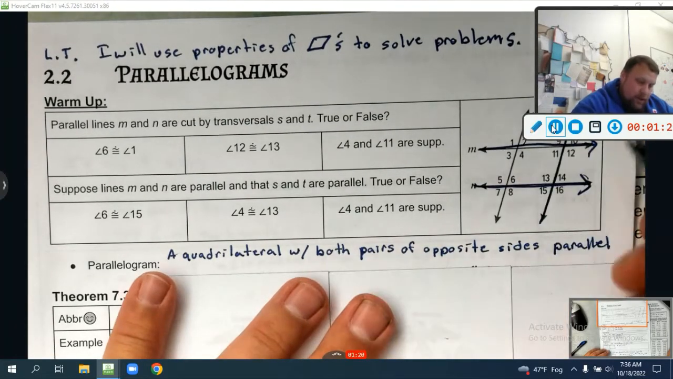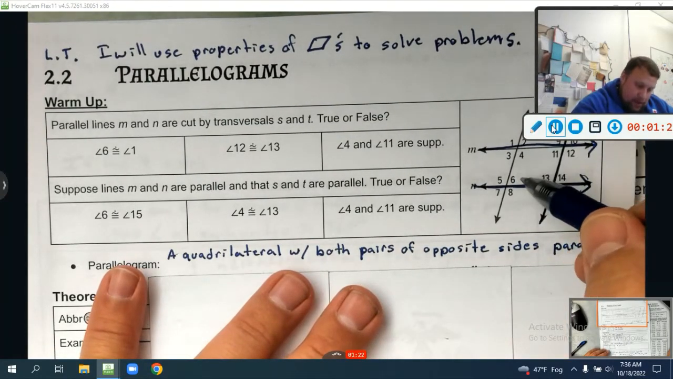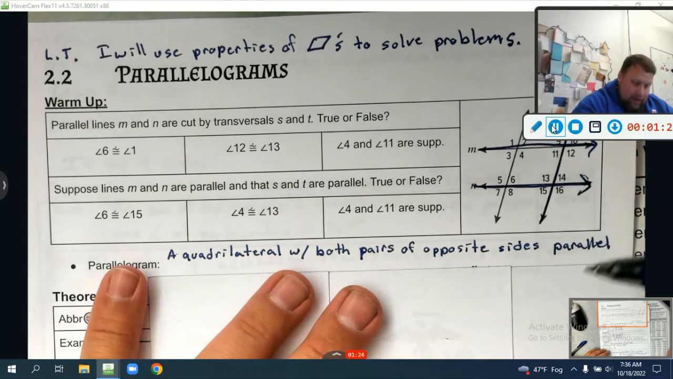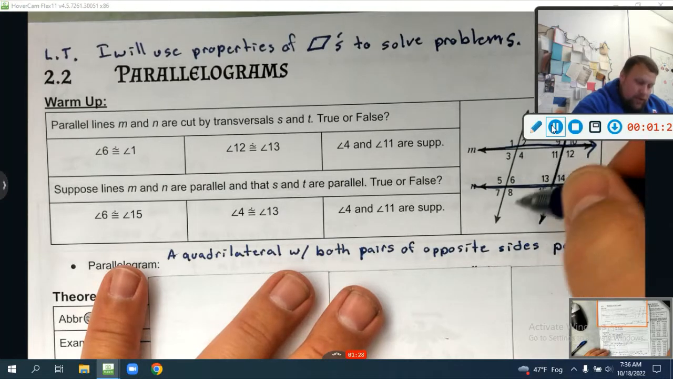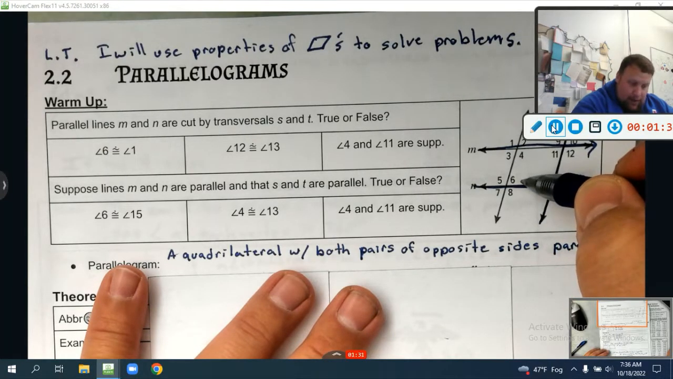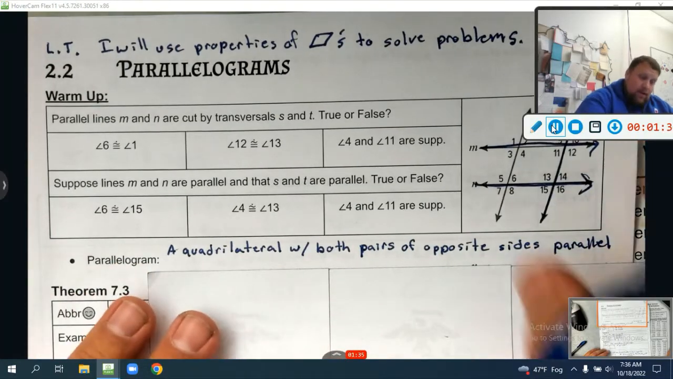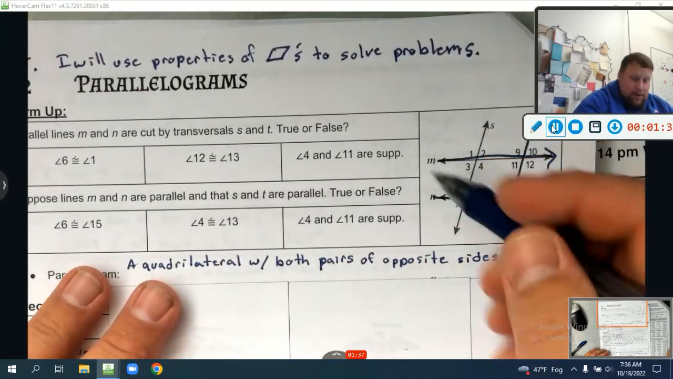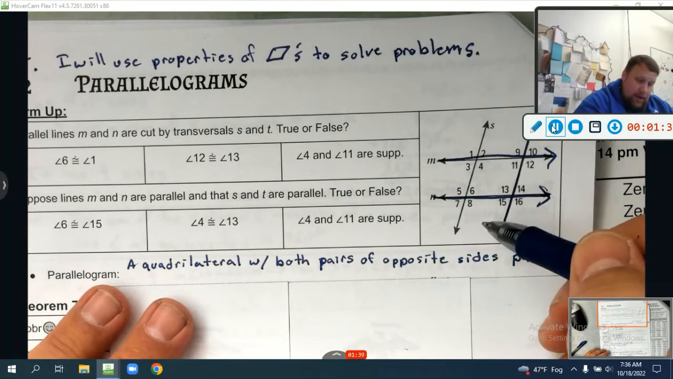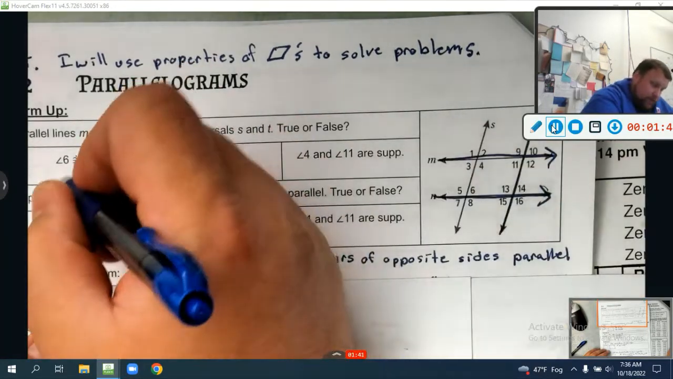True or false? Angle 6 is congruent to angle 1. Well, I don't, or transversals S and T. No, angle 6 is congruent to angle 2. Those are corresponding angles, but it is not congruent to angle 1. So that's false.